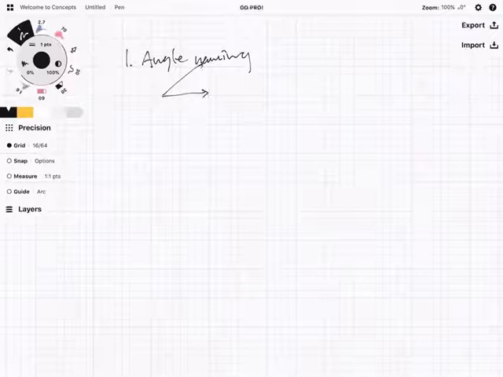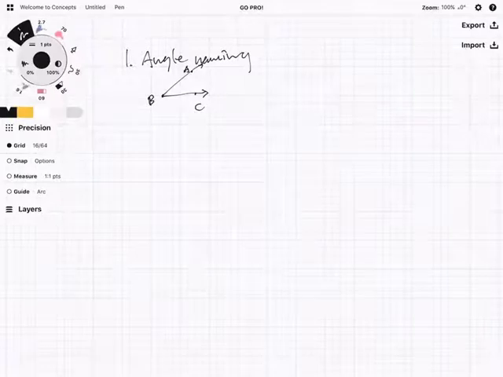So let's say I have this angle right here. ABC, or I label it 1. So how many ways can you think of that you can name this angle?